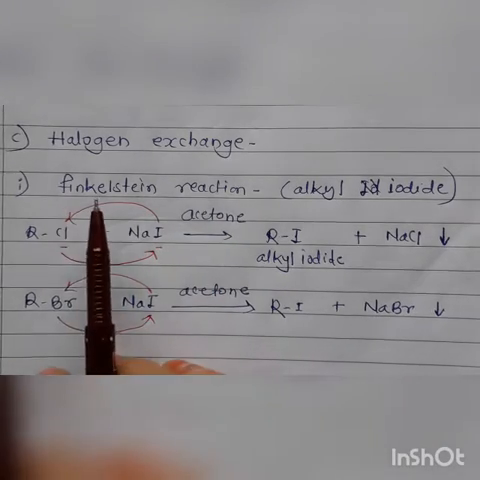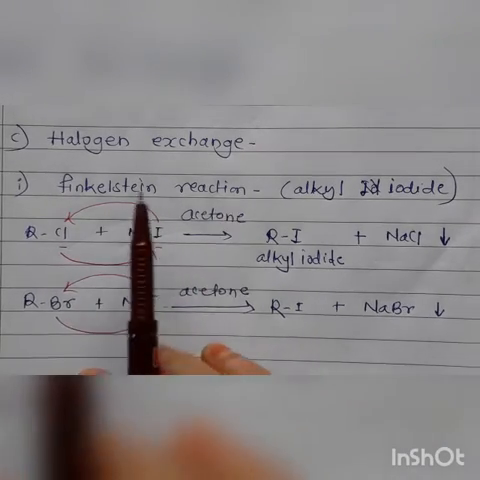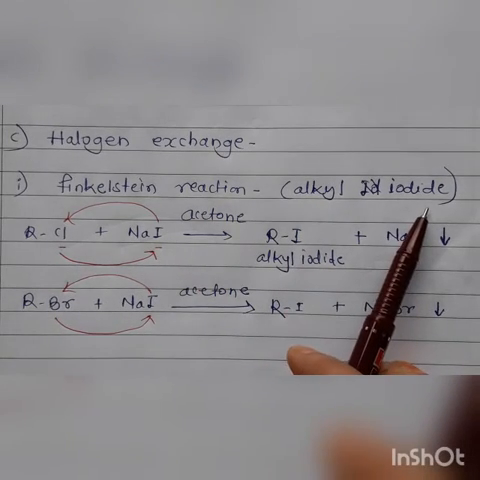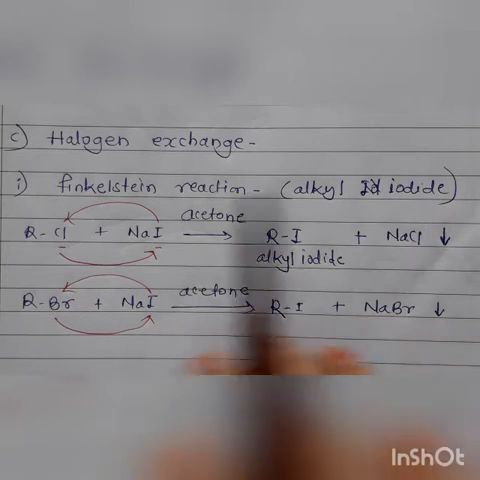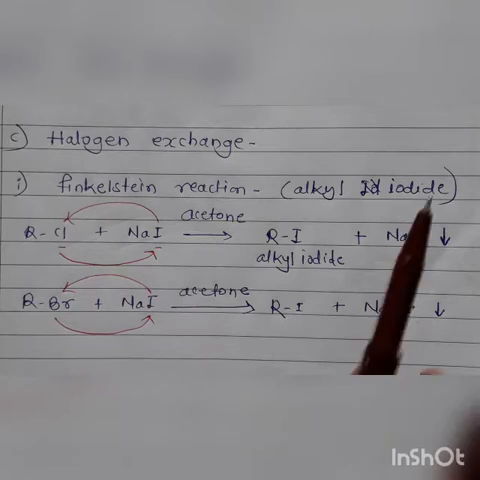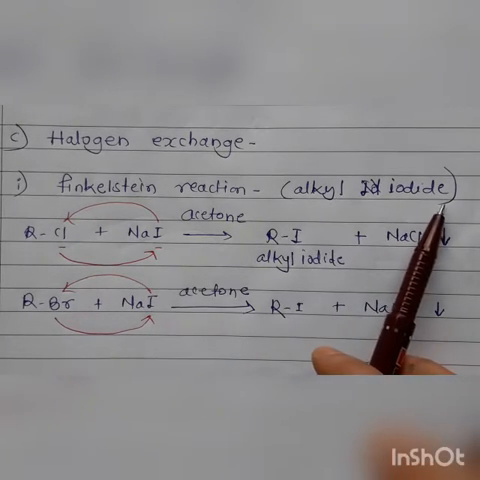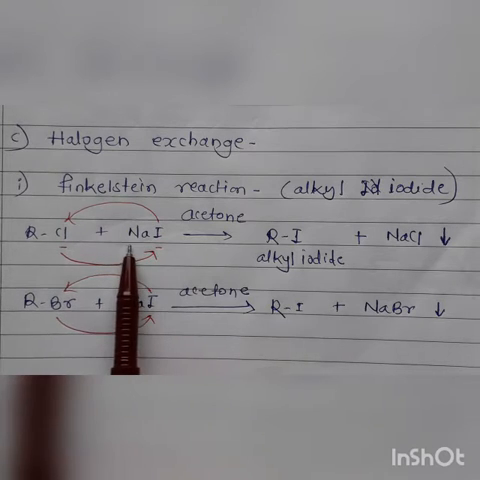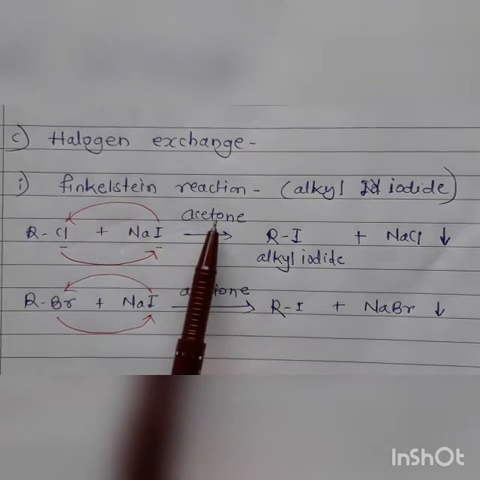The first reaction is the Finkelstein reaction. This reaction is mainly used for the preparation of alkyl iodides only. So see how the reaction takes place. For preparation of alkyl iodide, alkyl chlorides or alkyl bromides are used. They are heated in the presence of sodium iodide in acetone.